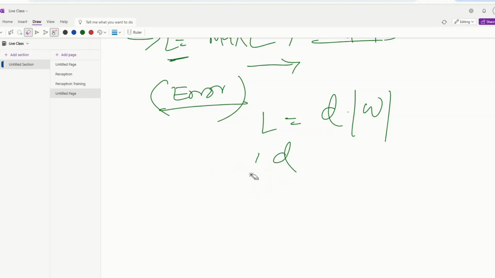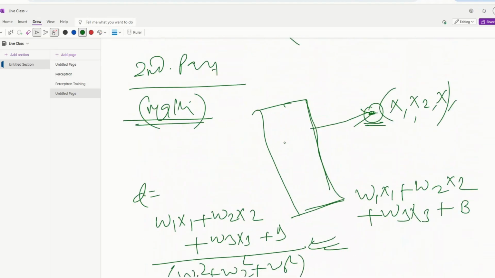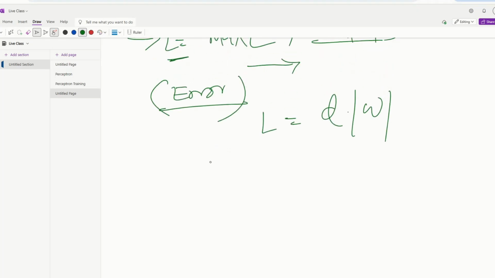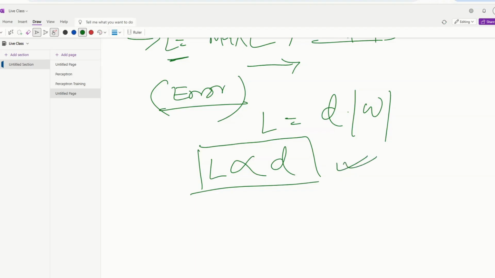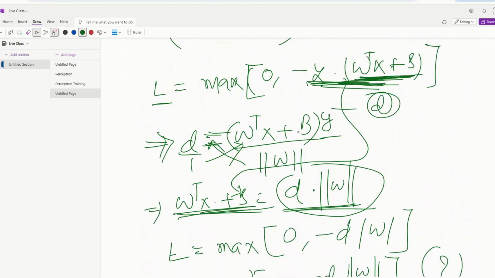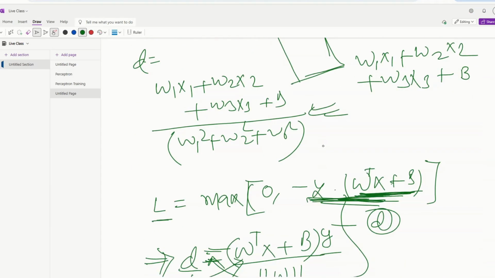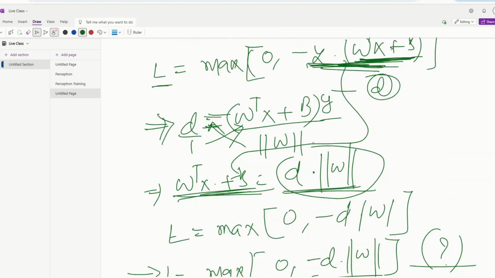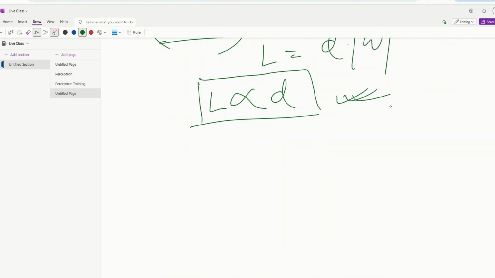Let me rewrite why I wanted to reach this point. My whole purpose in putting this mathematical context was to reach this point: the loss function is actually directly proportional to distance. This is the concept you have to remember, and we claim it with this mathematical formula. It's complete math, I know. Even my handwriting is not good, but this is the complete math. This portion I can rewrite in terms of distance, so this loss is nothing but the distance.